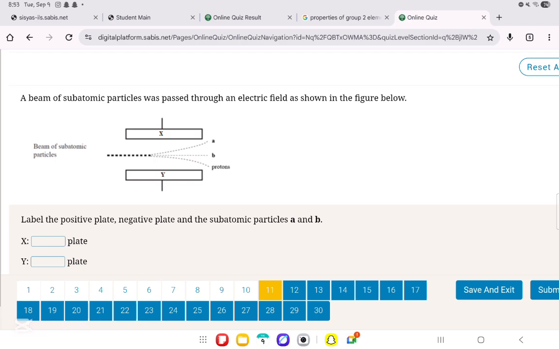This is really easy. If this is protons, that means it's going towards this plate. That means this plate is negatively charged, meaning it's a negative plate. B is neutrons because they are not deflected. So if this is protons, what leaves us for A? Electrons. And if A is electrons, that means X is the positive plate. Okay, so what is X? Again, X is the positive plate.